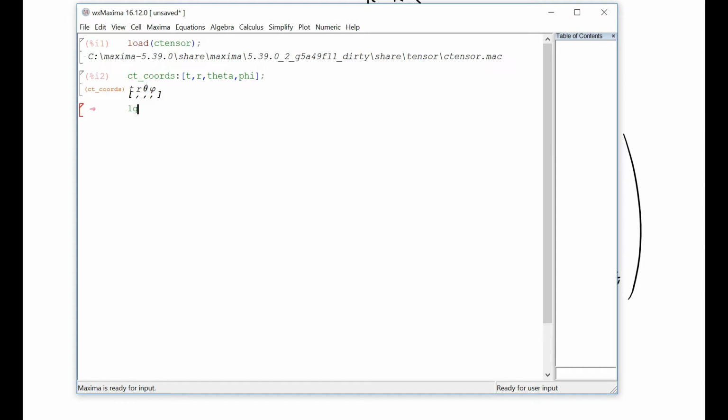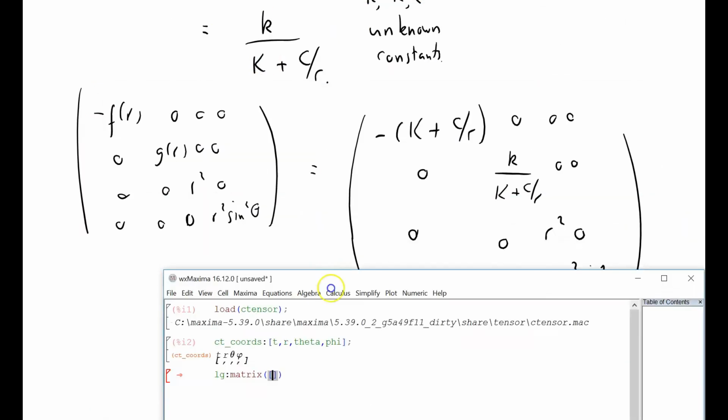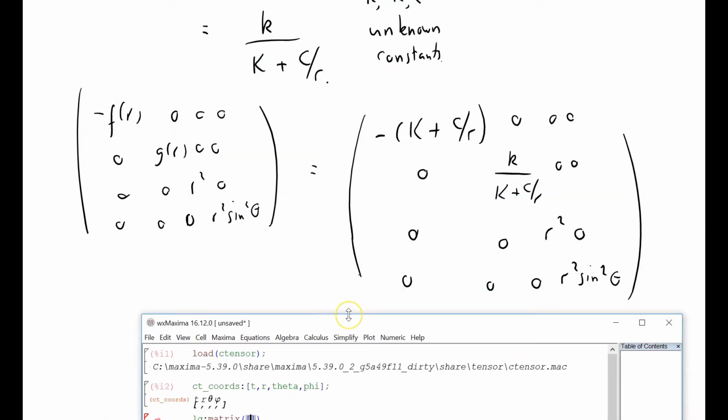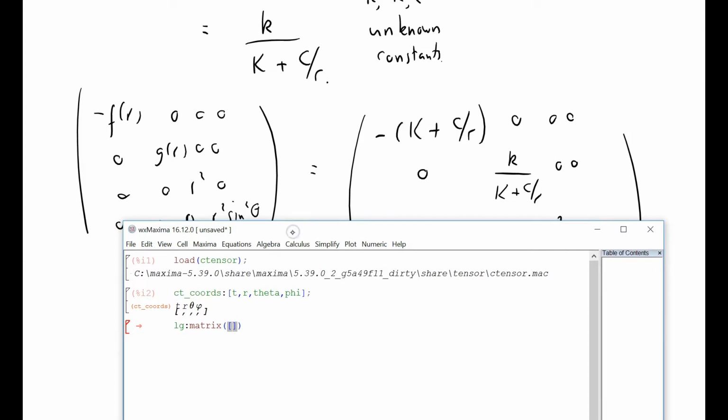Right then, and LG is a matrix. This is the metric tensor G, but with subscripts rather than superscripts. And what have we got? Well, I've got the formula right here. It's going to be this one here, and it knows that capital K, capital C, and little k are constants, which we will try and pin the value down of. Plus C over r, 0, 0, 0. That's the top line, then 0, and then K over k plus C over r, 0, 0.